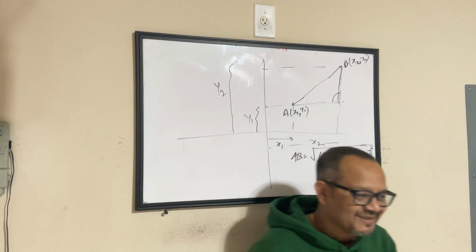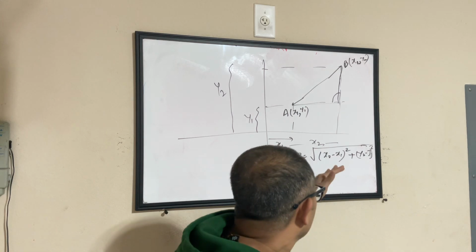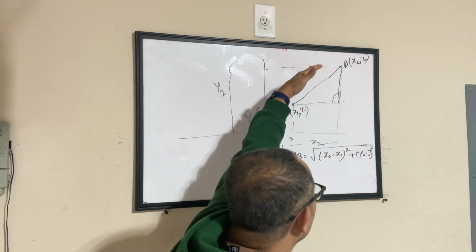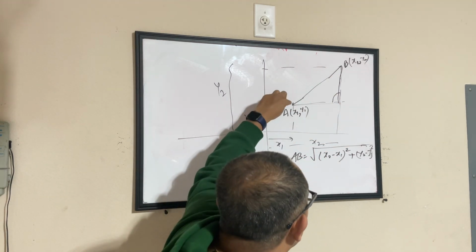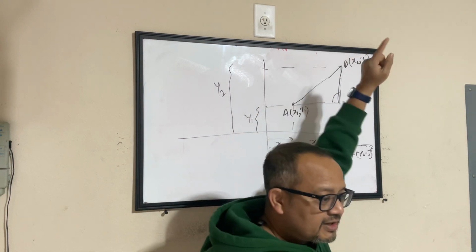Sorry about that. Alright, so here we are talking about a coordinate plane where you have 2 points A and B.